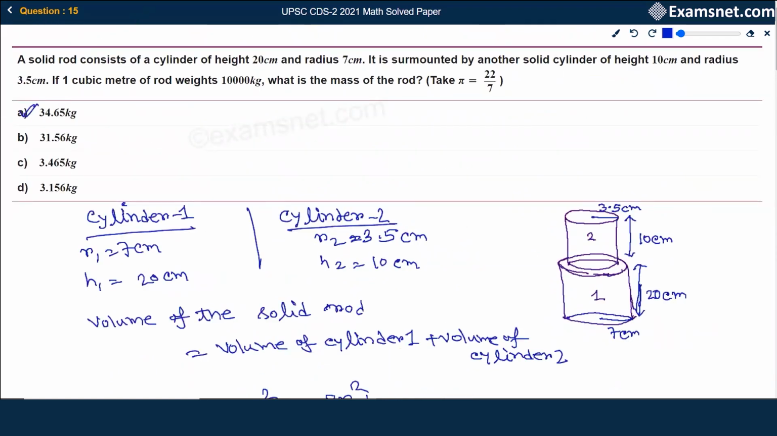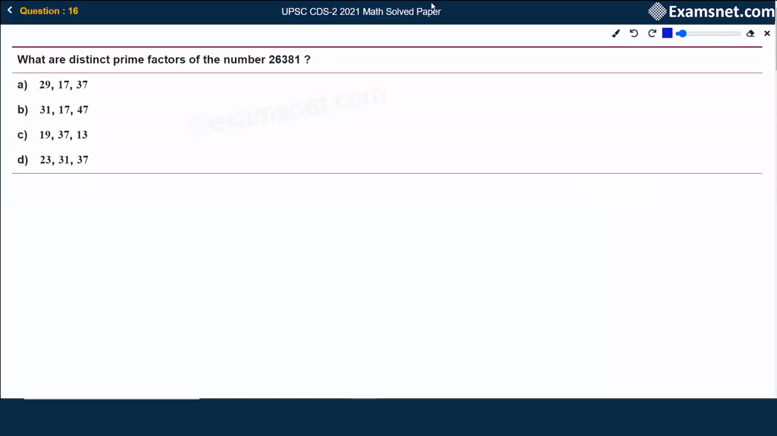In question number 16, it is given: what are the distinct prime factors of the number 26,381? So we will find the factors by prime factorization. First, it is divisible by 23, which gives us 1147. Further we can divide it by 31, that would give us 37. So look, we got 1.